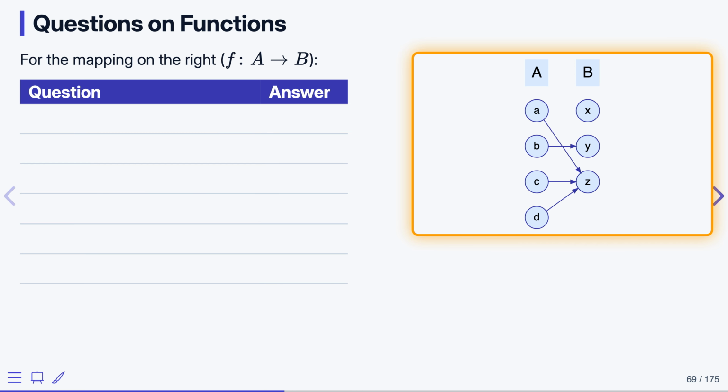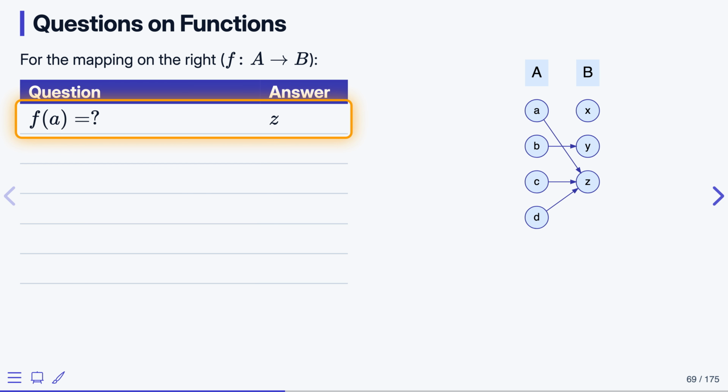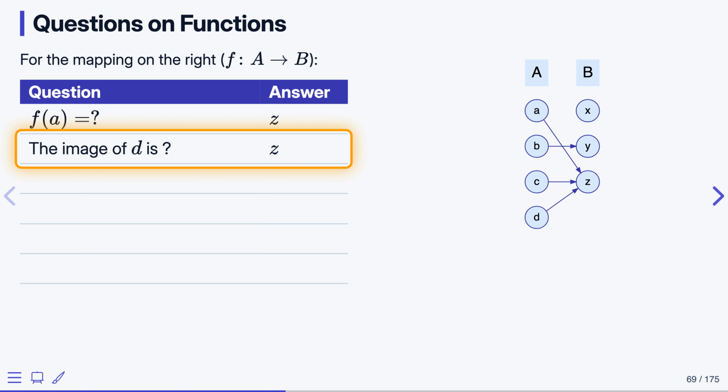Let us practice with one particular function f from A to B, shown by the arrow diagram. The arrows tell us, A goes to Z, B goes to Y, C goes to Z, and D goes to Z. What is f of a? The arrow from a points to z, so f of a is z. What is the image of D? The arrow from D points to Z, so the image is Z.